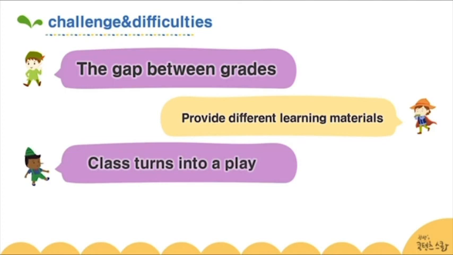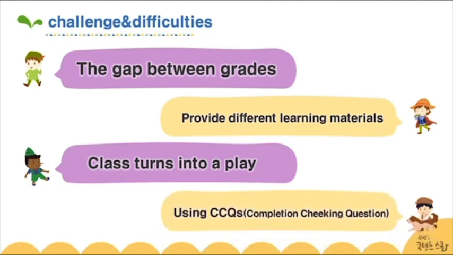Second, class turns into a play. When we use GatherTown or Zoom prepared by our group, children don't follow the teacher's instruction and do what they were curious about. It is a problem that classes can turn into play. These classes will not achieve the goal of learning English that was originally intended. We can solve this problem by using CCQs.